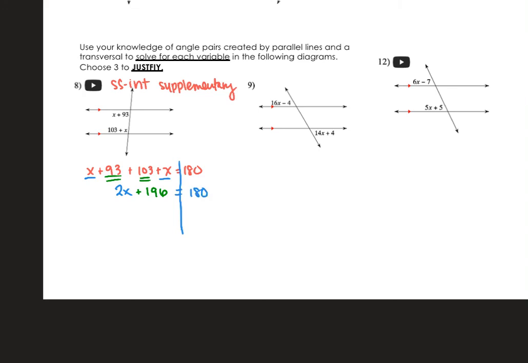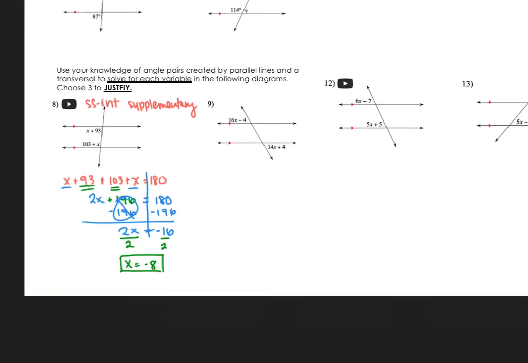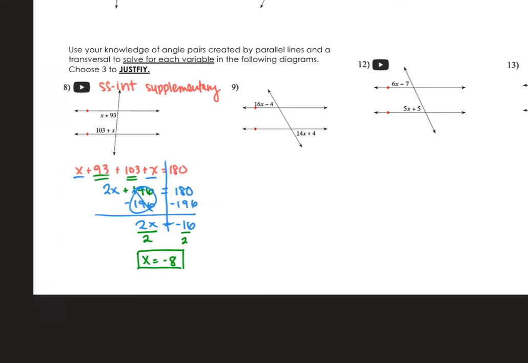Now we're going to subtract 196 from both sides. So I have 2x equals 180 minus 196 is negative 16, and then we're going to divide both sides by 2. So x is negative 8. So x can be negative as long as when you plug it back in, it doesn't give you a negative number. So if we plug in negative 8 here, it doesn't give you a negative number, so that's okay. I'm going to skip the justification part. I would just use our notes as an example for that.